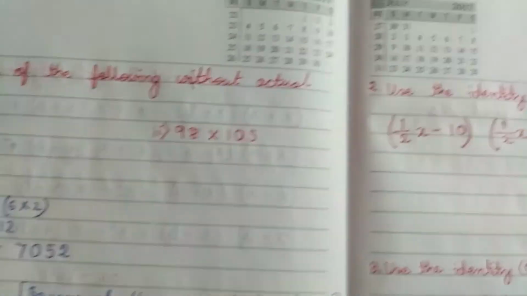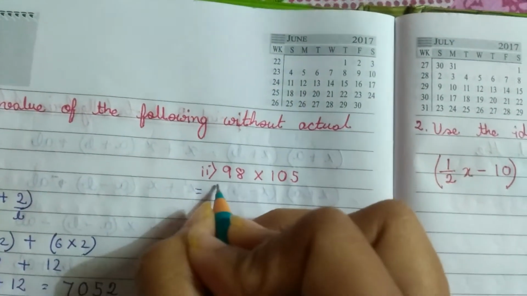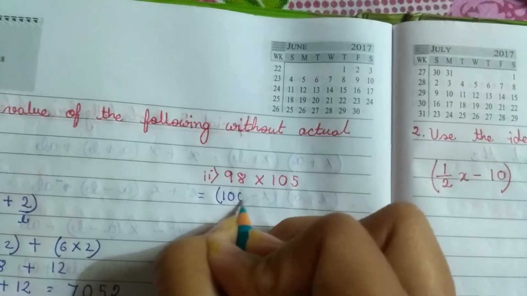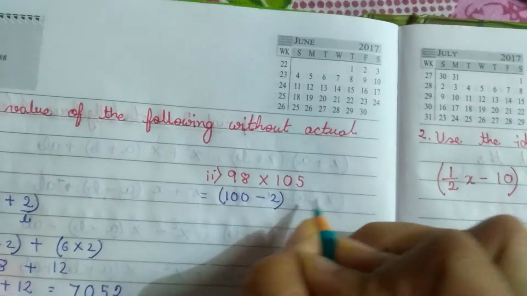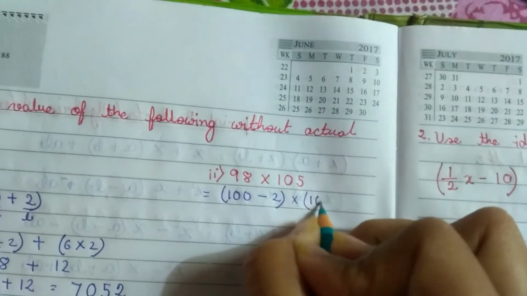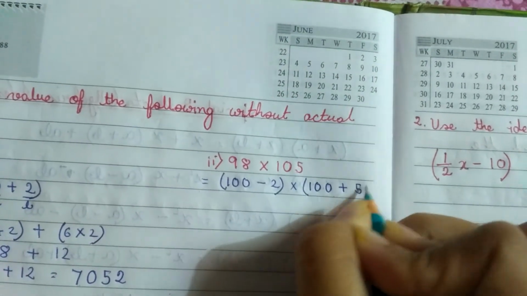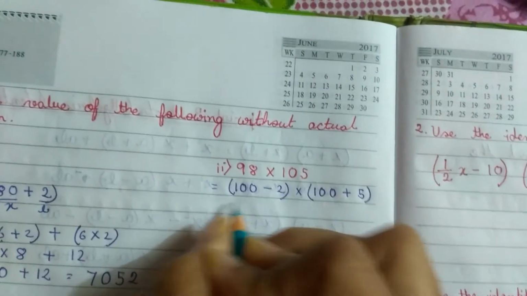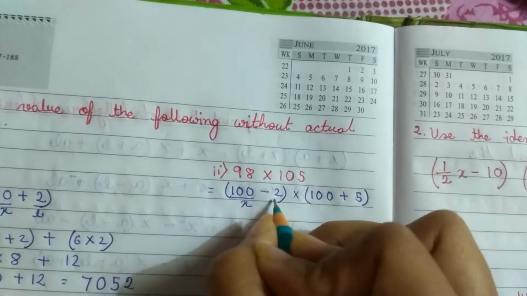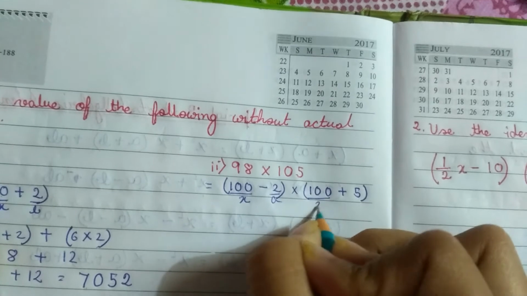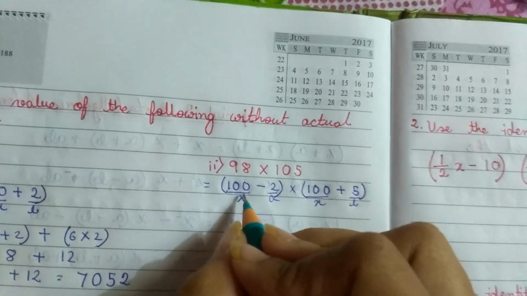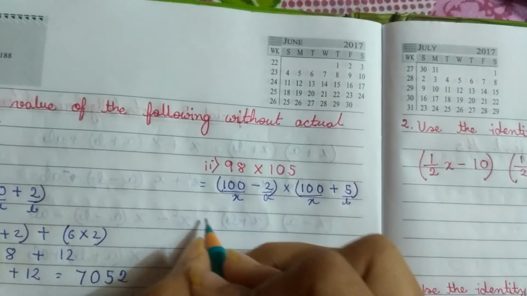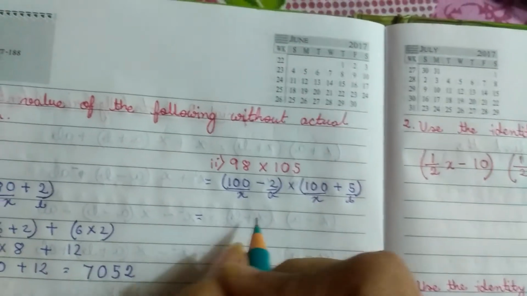Now we will do the next one. It is 98 into 105. For this question, we will put 98 as 100 minus 2 and 105 as 100 plus 5. You have to make it similar to the identities so that you can apply them. Now see, x minus A and x plus B. In that form, we have put it.